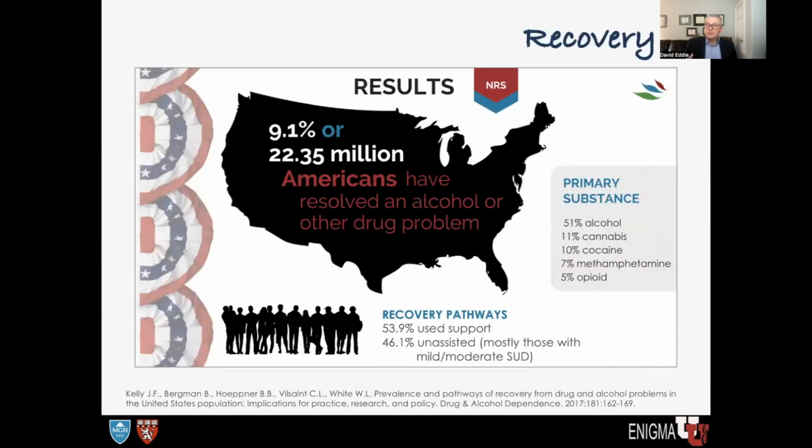That said, recovery is possible. So even though most people don't get any kind of formal treatment, most people in the end do eventually achieve substance use disorder or addiction recovery.